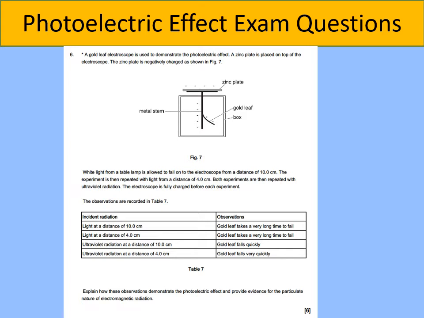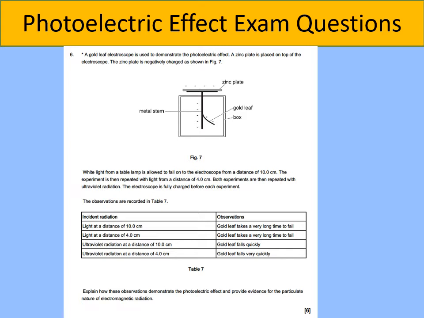The other important thing to note here is that you may recall when we looked at the experiment, it only worked when the zinc plate was negatively charged. When it was positively charged, it didn't work. Okay, and we already recall that it didn't work for visible light. It didn't matter what intensity or how bright it was. Okay, so here's the results.